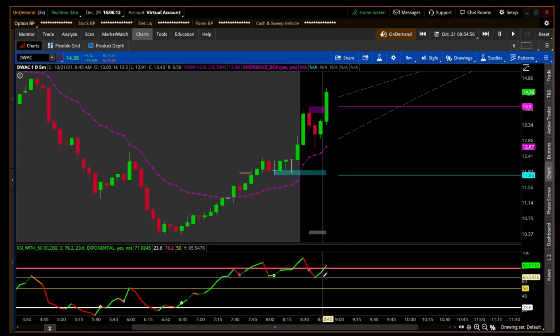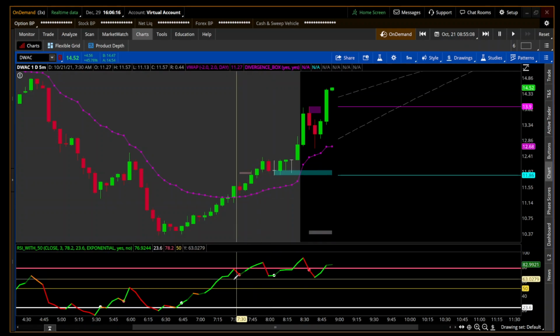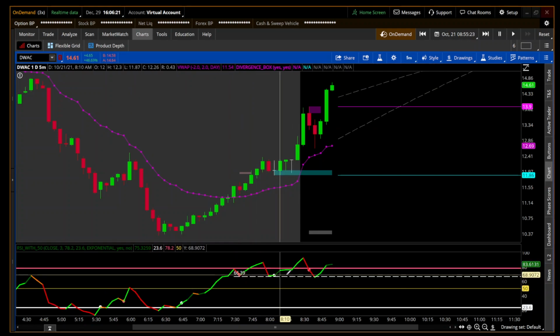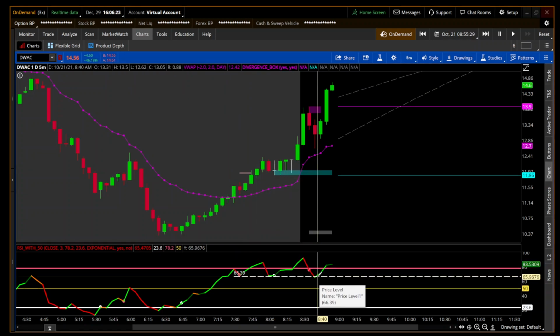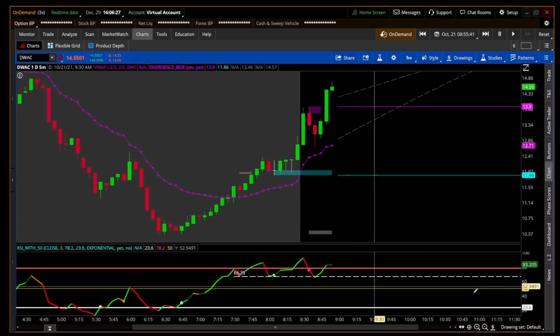And as long as RSI is above 50, and if you look right here, I would put an actual line right here to see if it's gonna drop below it, and if it doesn't drop below it, I'll stay in the trade. But right now it's oversold.